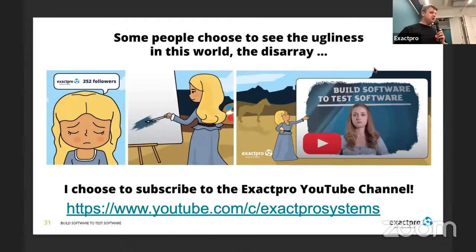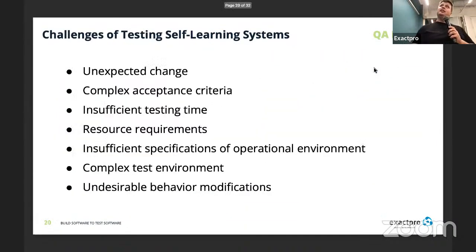Do you have any questions? Go three slides back. I like this slide. Okay, great. Yes. This one. Can you just say a couple of words about the last item? Undesirable behavior modification. By whom is the behavior modified? Do you mean the user or the developer?